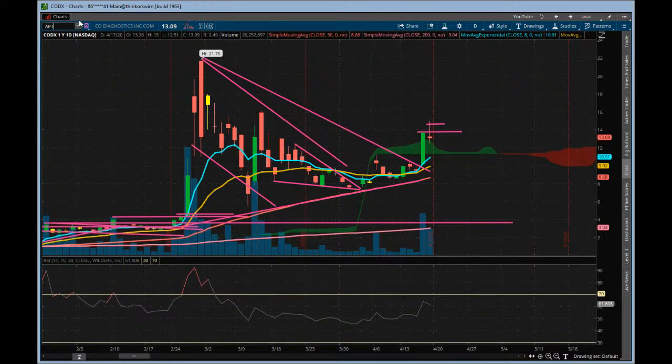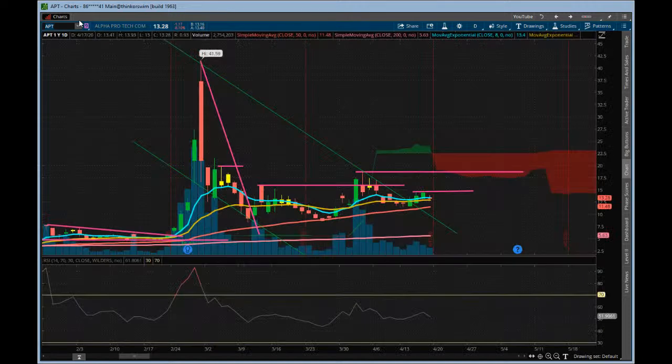Good, yeah. And then APT again, getting tight right here. Probably needs some news to get going again. But really, really tight. It's in the chop zone for sure. Cherry, what's going on? Yeah, let's take a look.